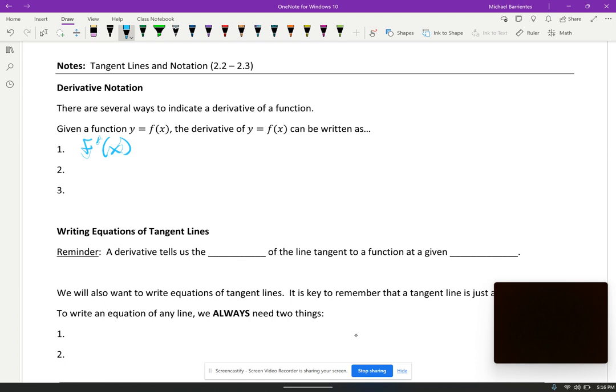Or I could ask you to find dy over dx, right? The derivative of the y equation, because y is f of x, the derivative of the y equation with respect to x, meaning my equation is in terms of x. It uses x variables. That's what the symbol means. The derivative of the y with respect to x. Or since y is f of x, we can just say find y prime.